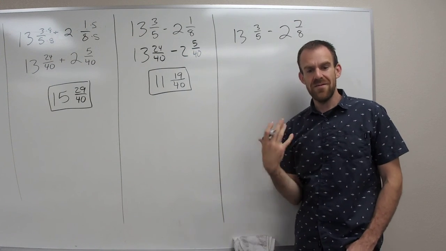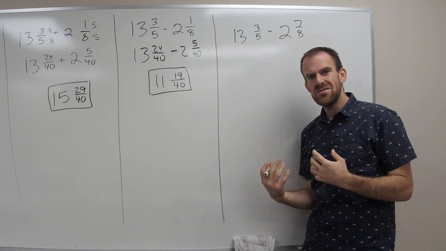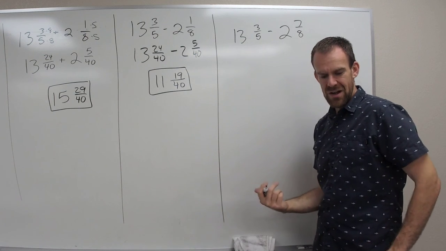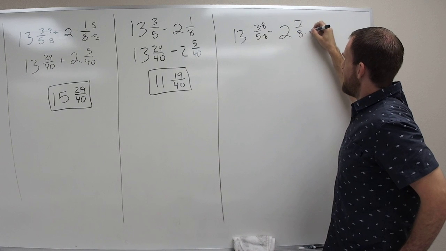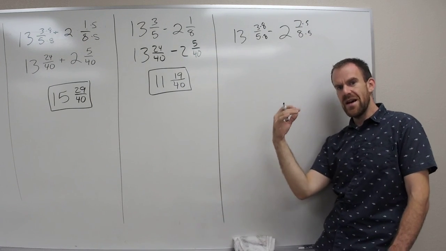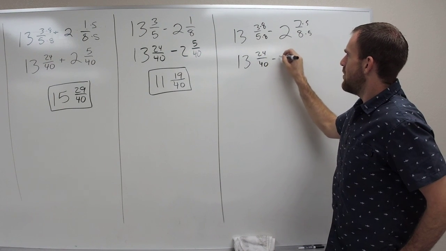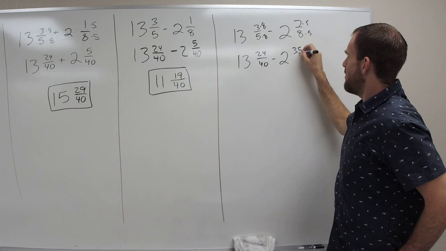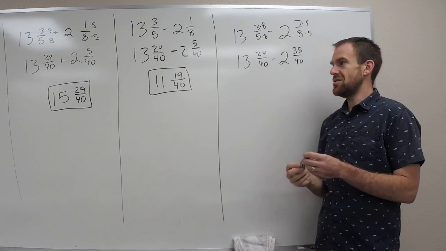So first step again, find the least common multiple of 5 and 8. What number do they both go into? That would be 40. So I'm going to multiply this by 8 on the top and bottom. I'm going to multiply this by 5 on the top and bottom. Showing my work, working vertically down, I have 13 and 24 40ths minus 2 and 35 40ths. Now here's where we face our first challenge.